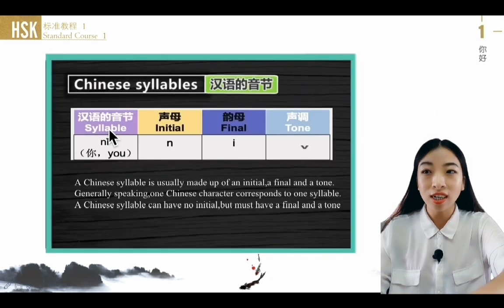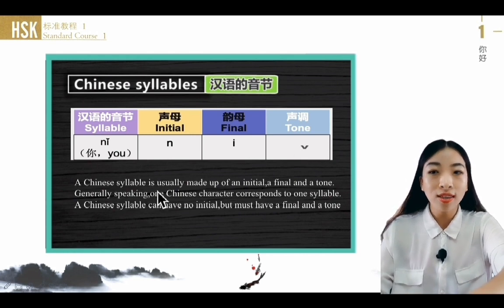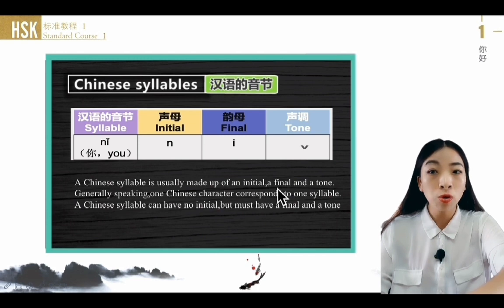Let me introduce the Chinese syllables. For example, 你 means you. 你 has an initial n, a final i, and the third tone, together 你. So a Chinese syllable is usually made up of an initial, a final, and a tone. Generally speaking, one Chinese character corresponds to one syllable. But a Chinese syllable can have no initial, but must have a final and a tone.